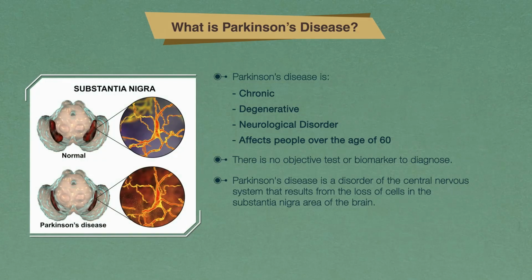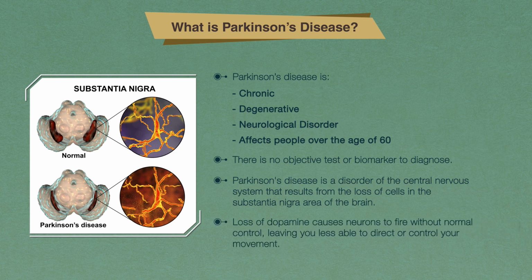Parkinson's disease was first characterized extensively by an English doctor, James Parkinson, in 1817. Today, we understand it to be a disorder of the central nervous system that results from the loss of cells in the substantia nigra area of the brain. Normal nerve cells in this area produce a chemical called dopamine, which is responsible for transmitting signals within the brain that control movement. Loss of dopamine causes neurons to fire without normal control, leaving you less able to direct or control your movement. Parkinson's disease is one of several diseases categorized by clinicians as a movement disorder.